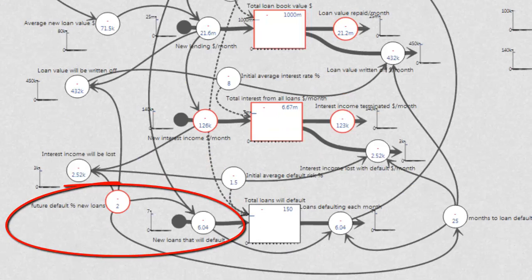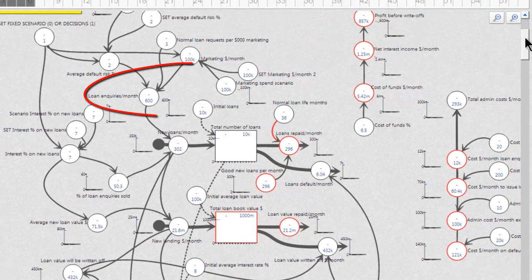Lastly, at the bottom of the model is the risk that each loan brings, indicated by the probability that the borrower will default before the loan expires and not repay the loan amount back to the bank. Marketing attracts loan inquiries each month, but wins fewer inquiries if the bank charges higher interest rates.